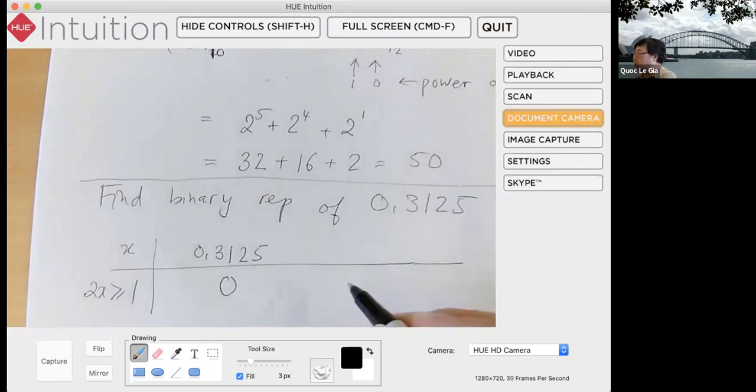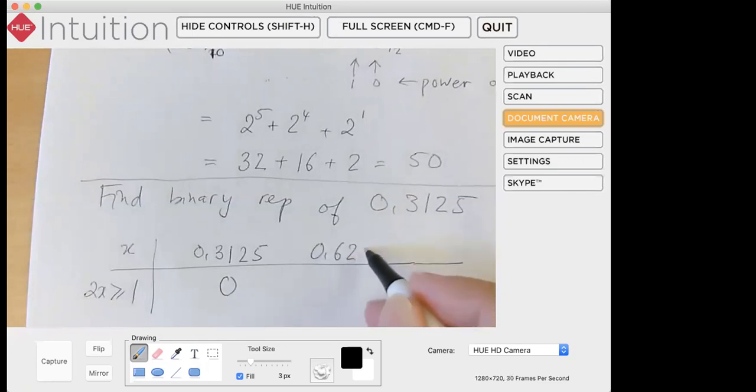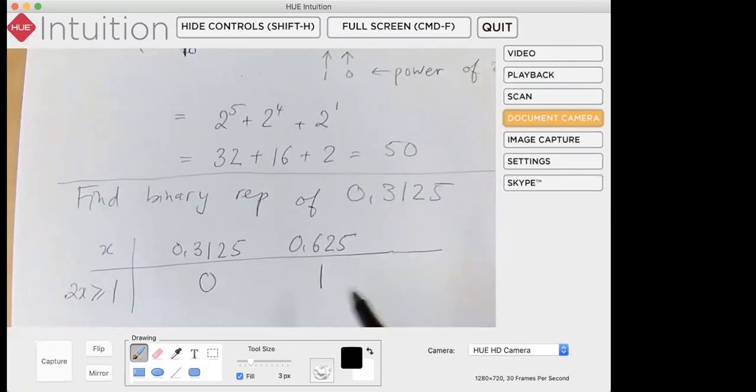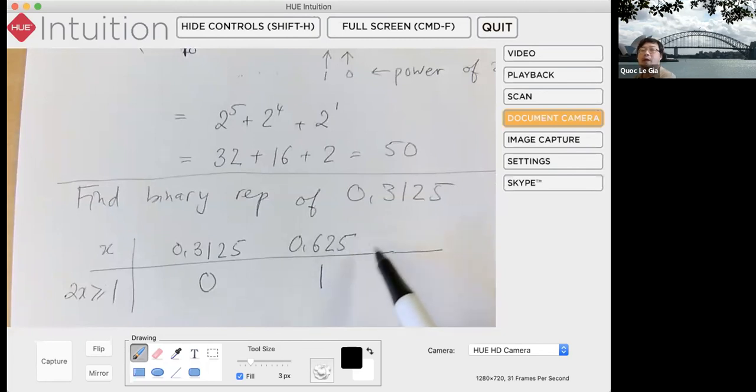You write the result is 0.625, right? And now you check whether 2x is greater or equal to 1. So 2x is 1.2 something, so it's bigger than 1, so you write 1, yeah? And now you have to multiply this one by 2, but then you have to take away 1, okay? So you multiply by 2, you got 1.25. You take away 1, so you got only 0.25.